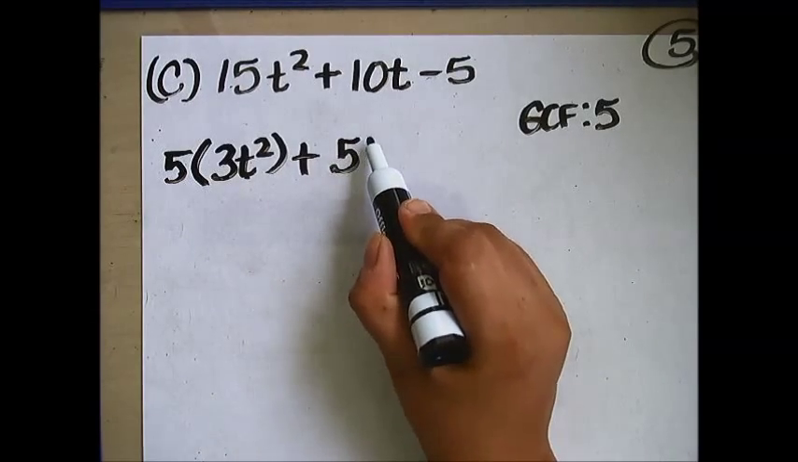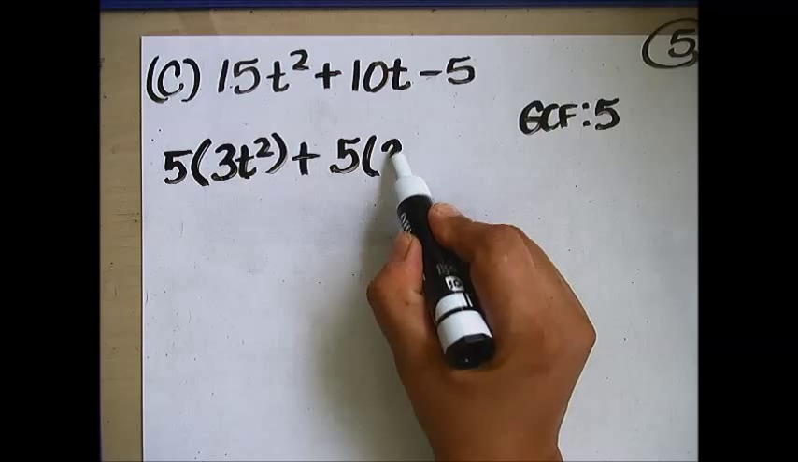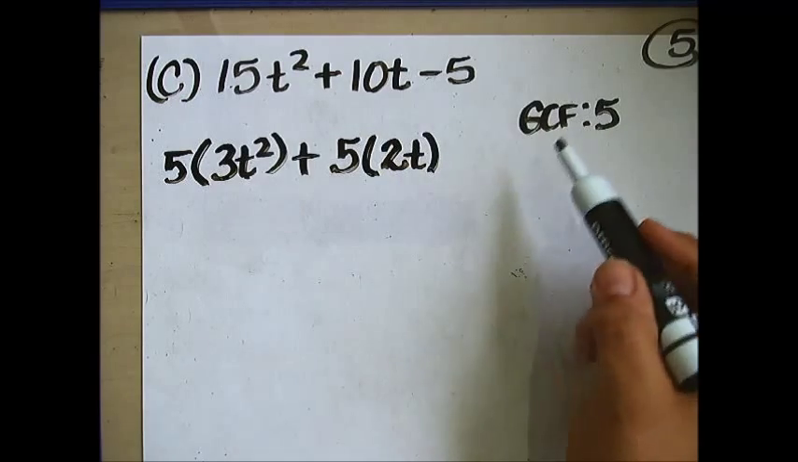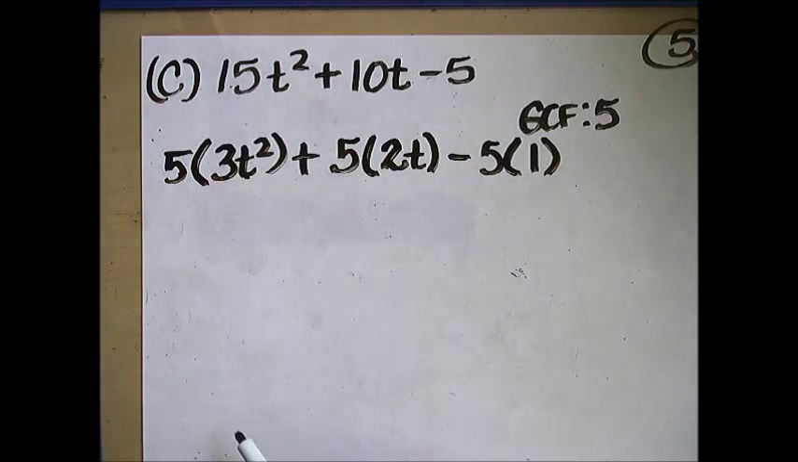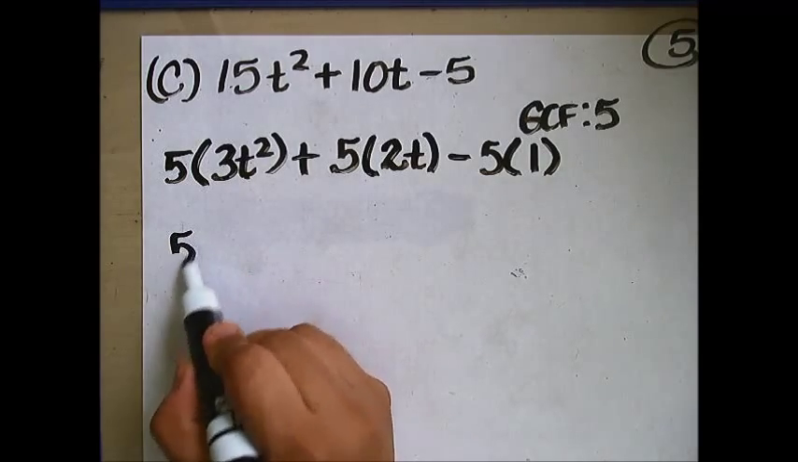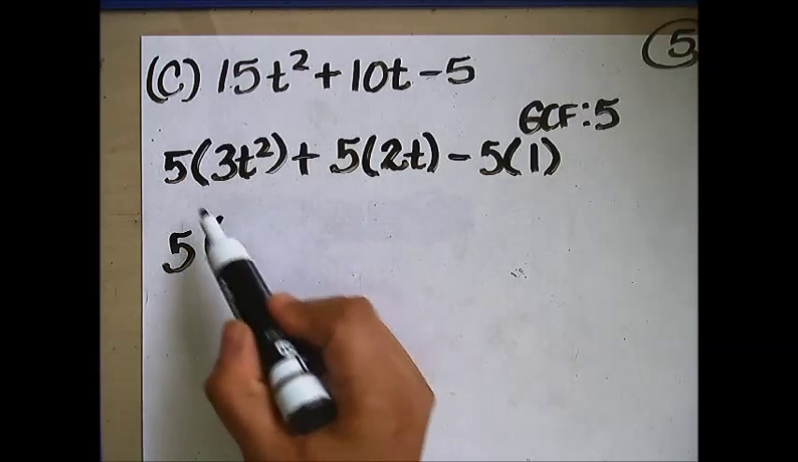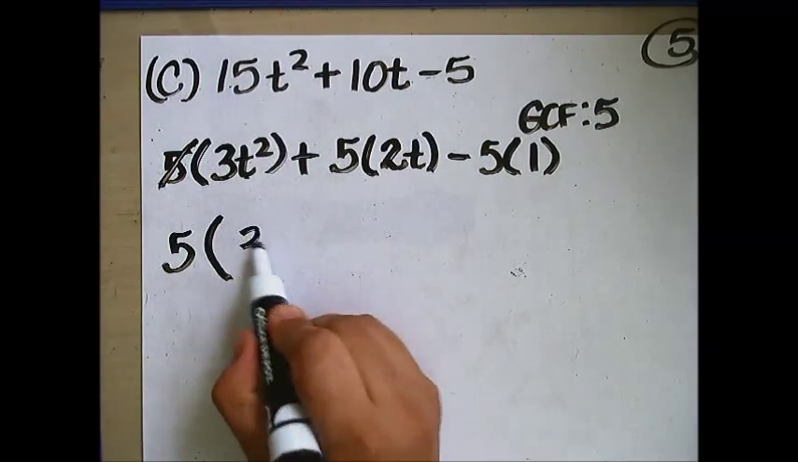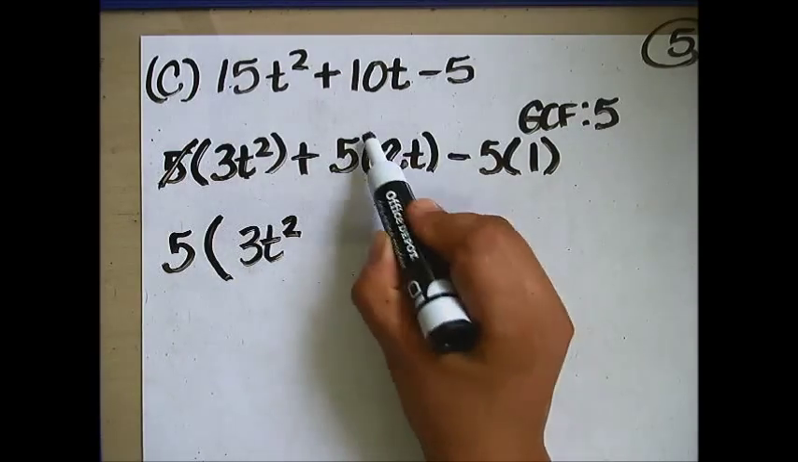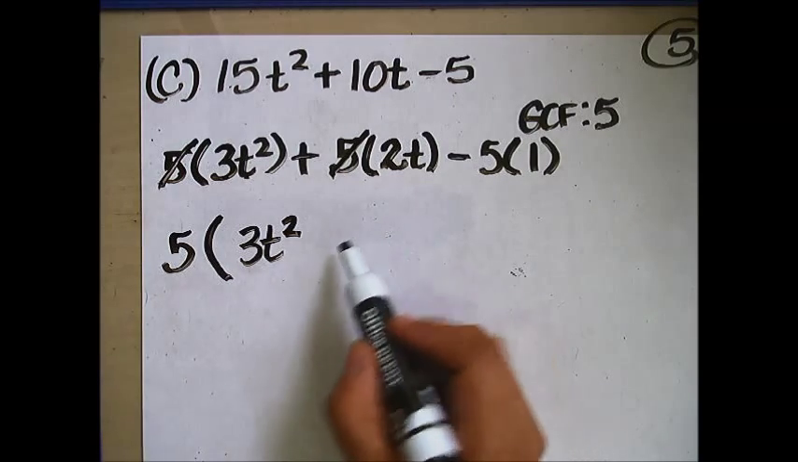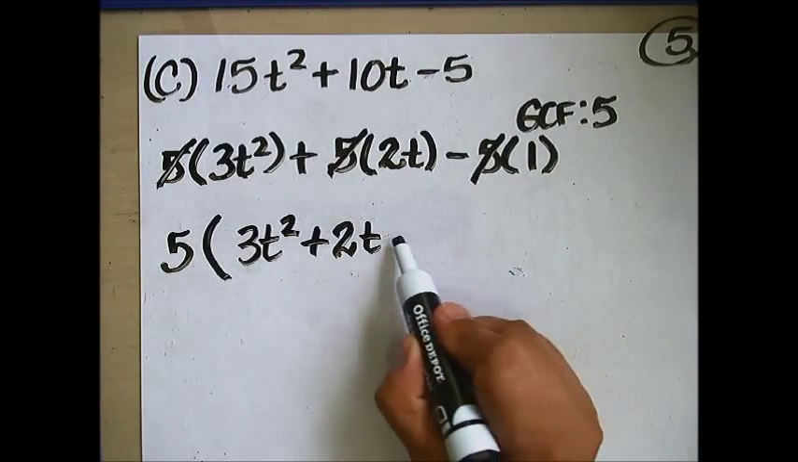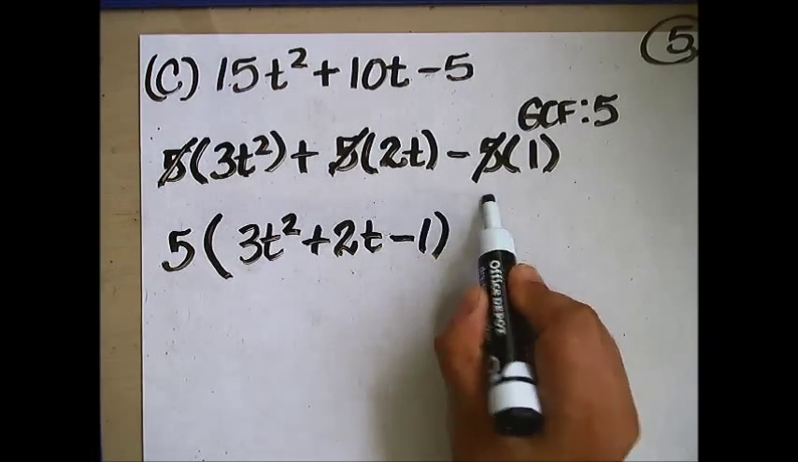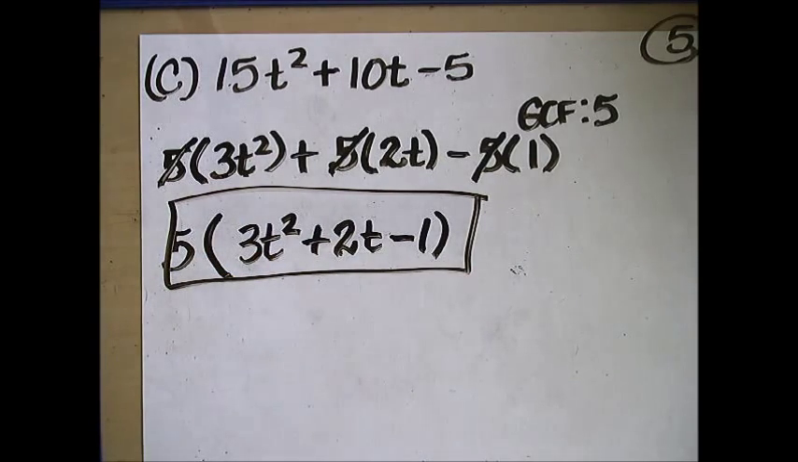Plus, there's your greatest common factor again. 5 times 2 gives you 10, times t gives you 10t. Minus, there's your greatest common factor. 5 times 1 gives you 5, so we'll just put a 1 there. We're going to take that 5, that greatest common factor, out, and here's what we're left with. So when I divide this out, I'm left with 3t squared. In the next term, when I divide 5 out, because my greatest common factor is 5, I'm going to have 2t left over. And when I divide this 5 out, I'm going to be left with a negative 1. And so now you have factored this problem.